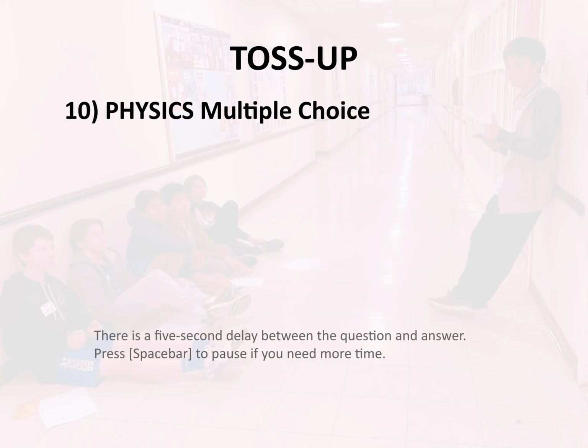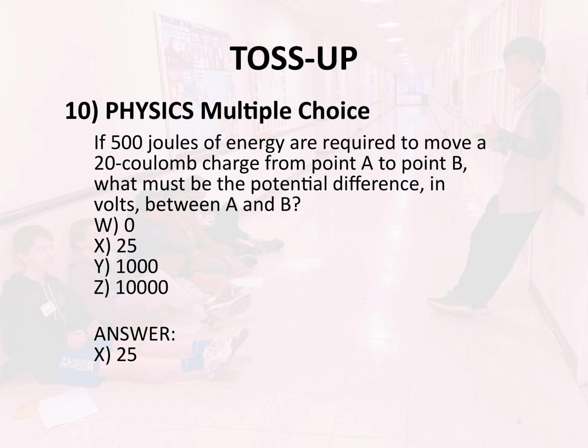Toss-up 10. Physics. Multiple choice. If 500 joules of energy are required to move a 20 coulomb charge from point A to point B, what must be the potential difference, in volts, between A and B? W. 0. X. 25. Y. 1000. Z. 10,000. Answer: X. 25.